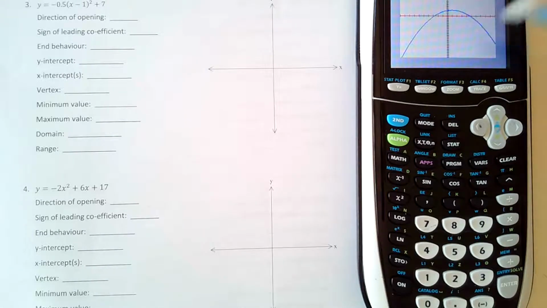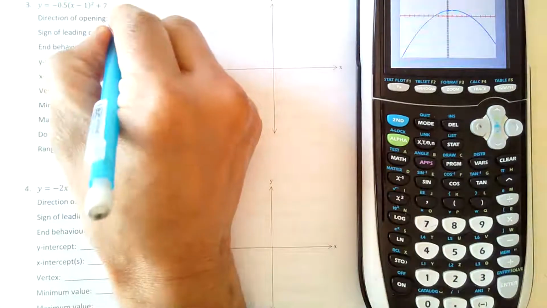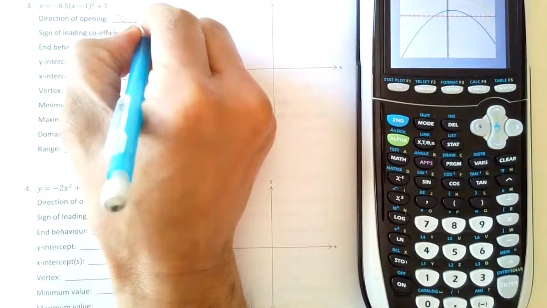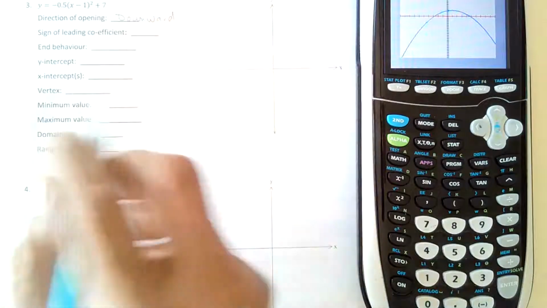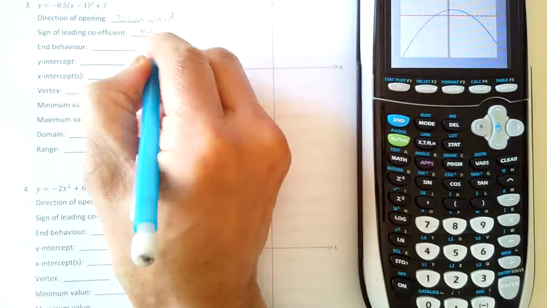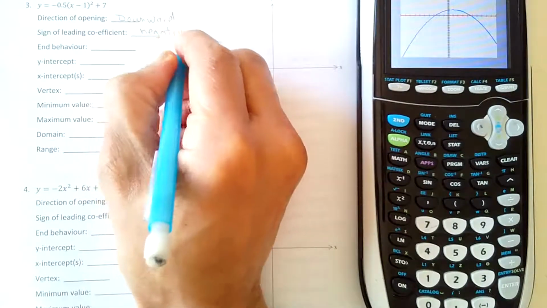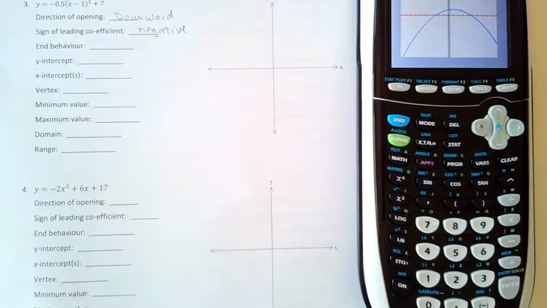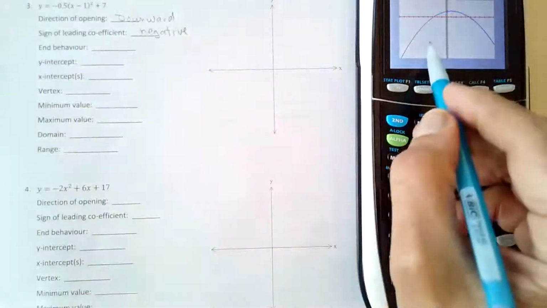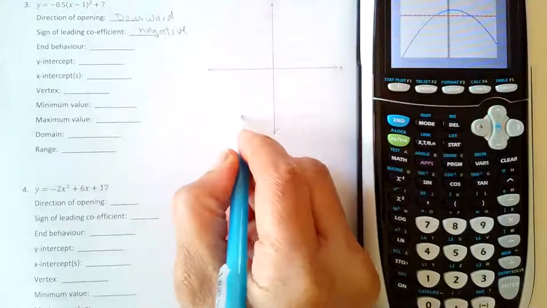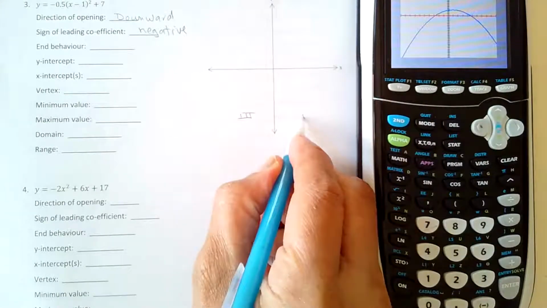Now this is negative, so it's opening downwards. So we got down, the leading coefficient being negative. End behavior in quadrant 3. So we navigate from quadrant 3 to quadrant 4.